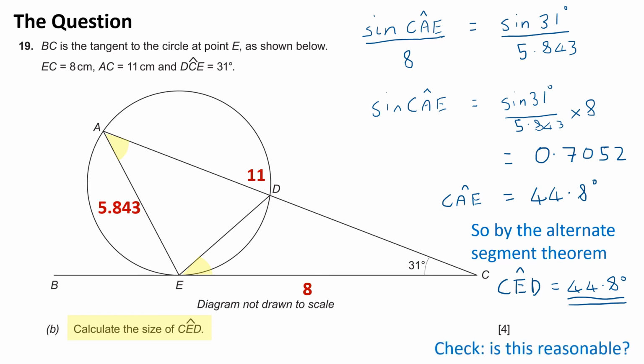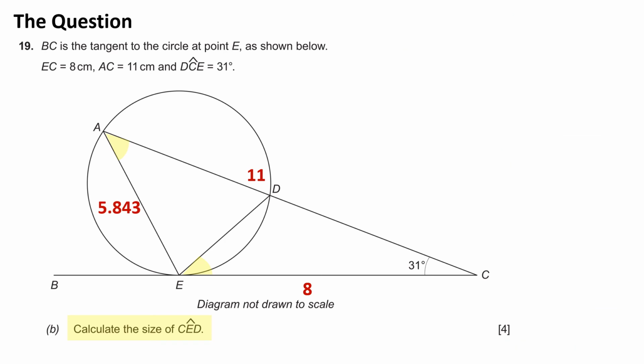And again, we say, is that reasonable? We know this diagram's not drawn to scale, but it's at least plausible. If the angle had been greater than 90, or if it had been really, really small, we would have wanted to check our working. But that looks like the right sort of angle, so we're happy with that. Okay, we've actually finished the question now. We've completed it. We're done.